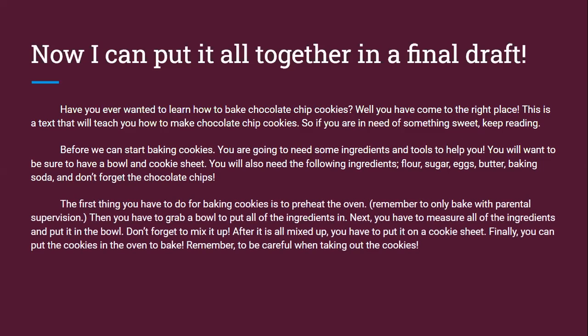The first thing you have to do for baking cookies is to preheat the oven. Then you have to grab a bowl to put all the ingredients in. Next, you have to measure all the ingredients and put it in the bowl. Don't forget to mix it up. After it is all mixed up, you have to put it on a cookie sheet. Finally, you can put the cookies in the oven to bake. Remember to be careful when taking out the cookies.